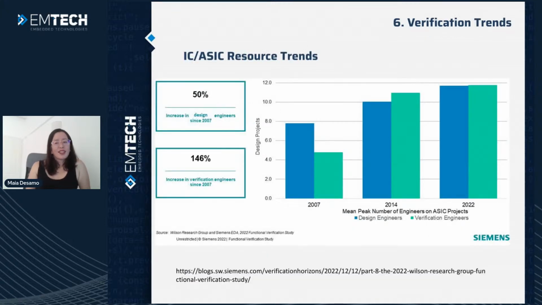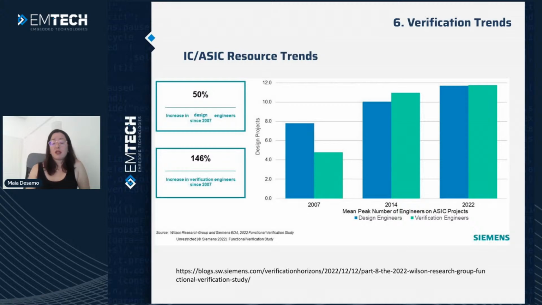Let's talk about verification trends. What is the market doing? These reports are from the Siemens website, and you can search for them. It was done using 980 eligible participants to make these numbers.